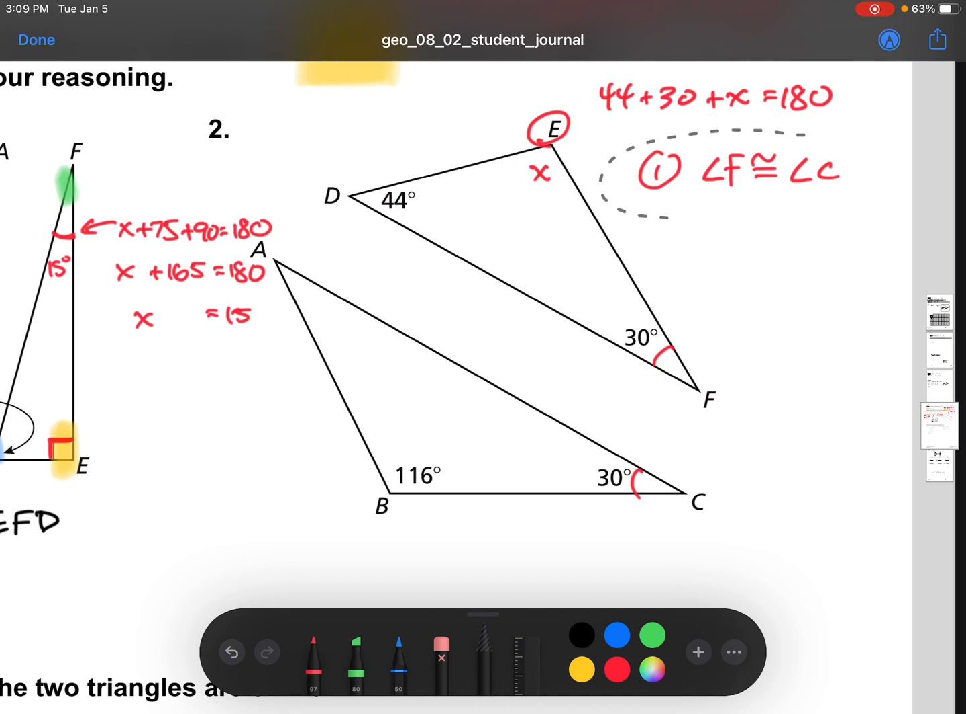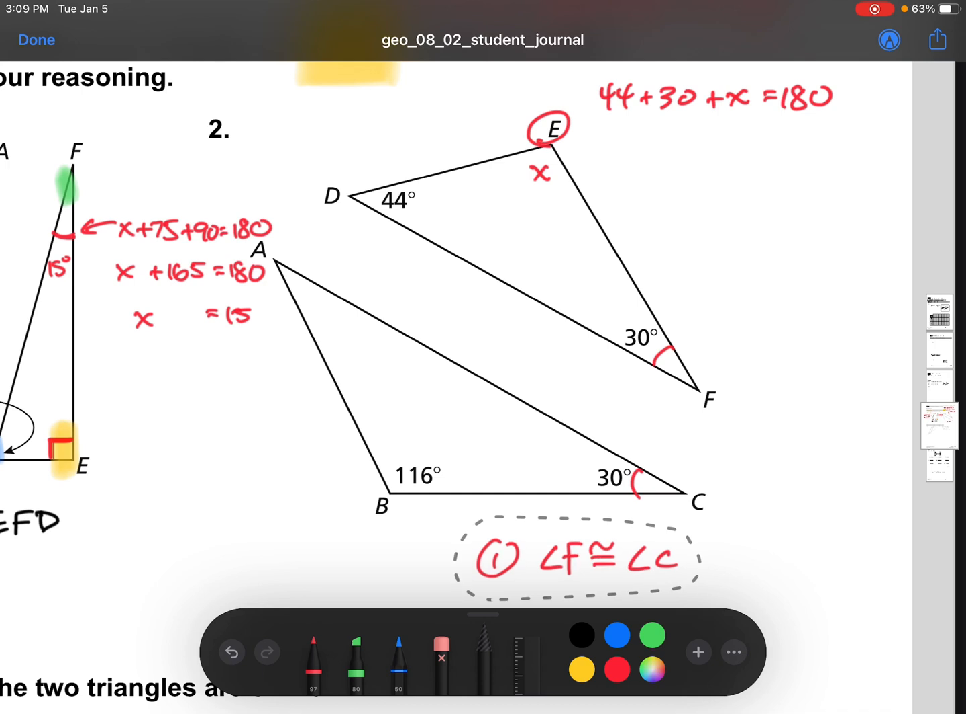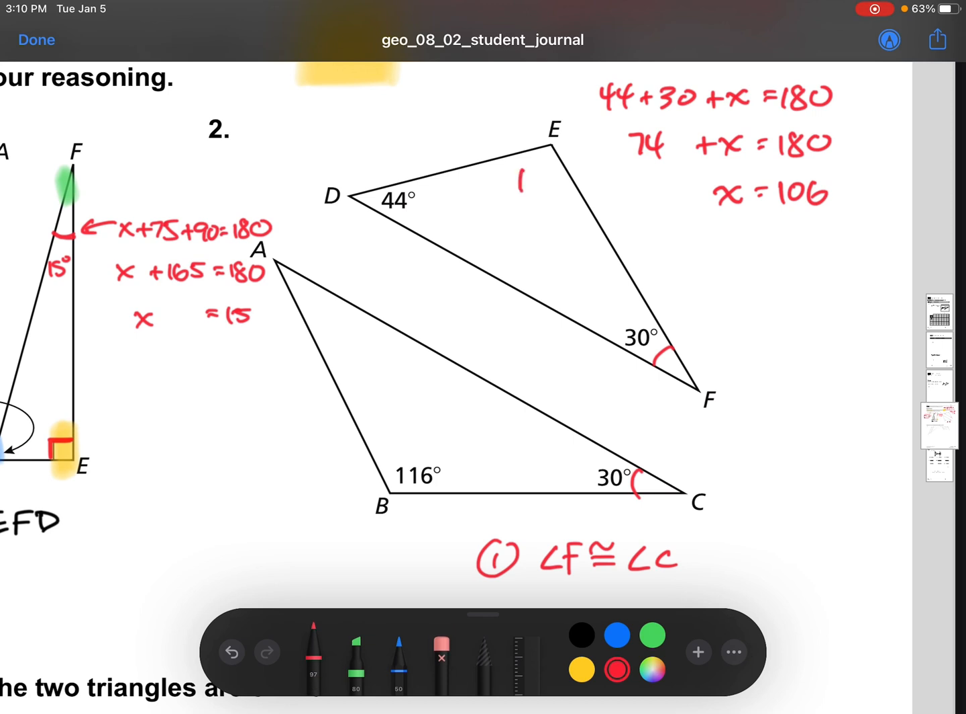So this is going to be 74 plus X equals 180. If we subtract 74 from both sides, we get 106. So angle E is 106 degrees. And we can see that's not a match to angle B, right? Those two angles are not the same number of degrees.